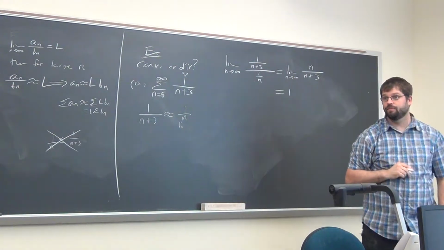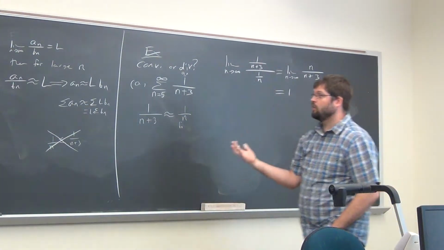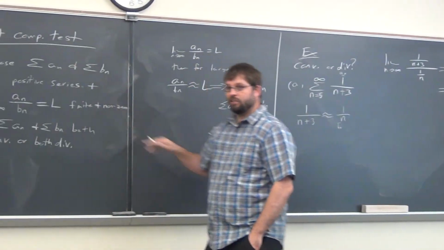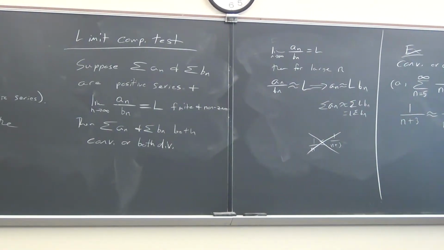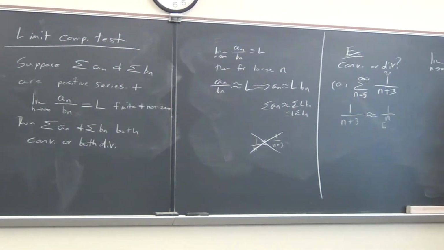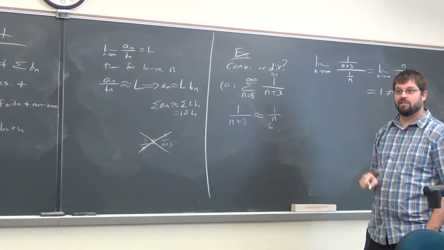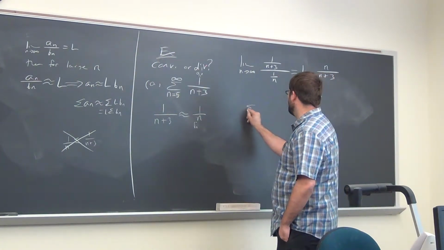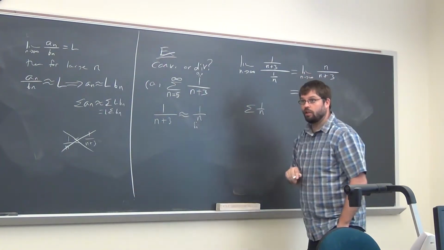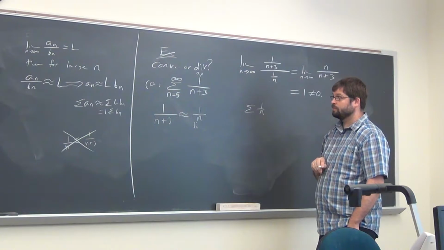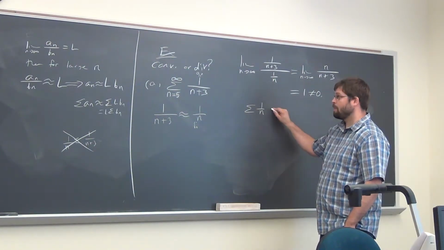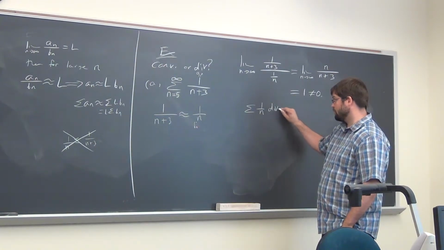Does that make sense? And so what I'd like you to do is make it clear you realize I have a finite number and it's non-zero. So do this, say that's not zero, right? So now it shows you're recognizing what conditions need to be met. Okay, so I get that limit, it's non-zero, and the sum of 1 over n does what? Converge or diverge? Diverge.